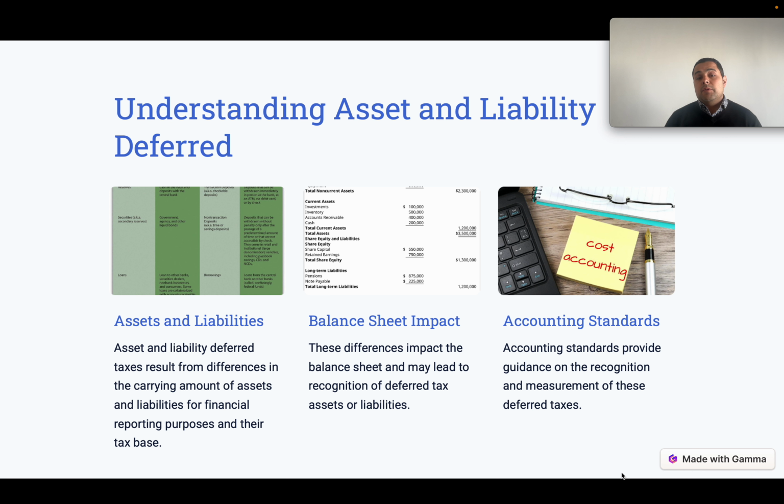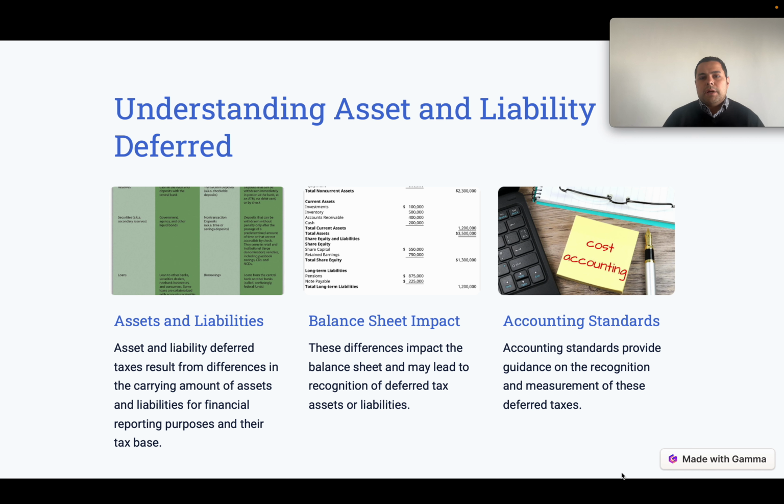If you remember in our previous video on debit and credit, we're going to debit the expenses and credit the liability. That liability will be deductible in the future. So the expense that we currently have in our P&L will be decreasing our profit, but is not going to give us a deduction. That deduction will come in the future when the payments are done. So that's one example. What's the impact in the balance sheet? Those differences impact the balance sheet and may lead to recognition of deferred tax assets and liabilities.